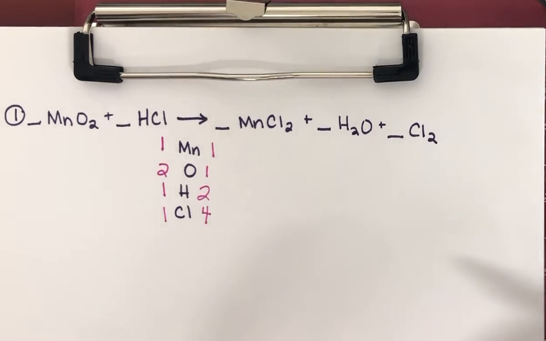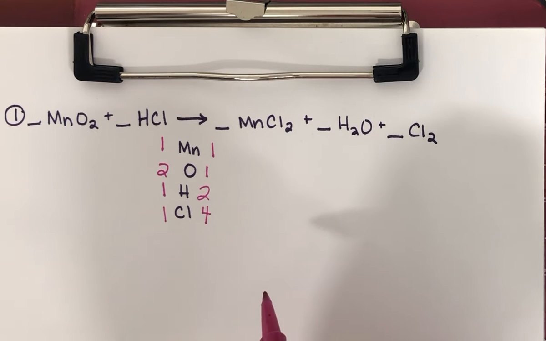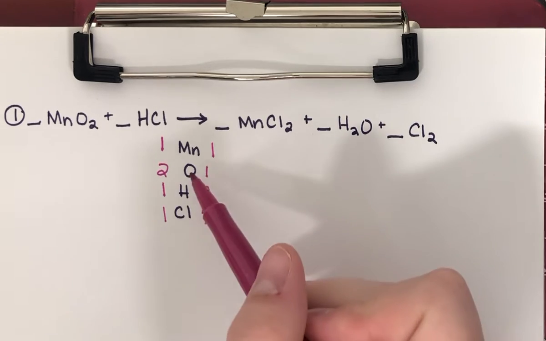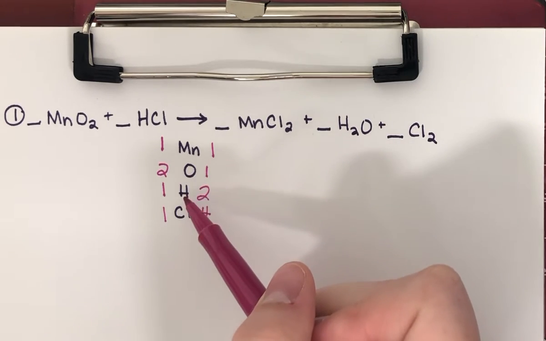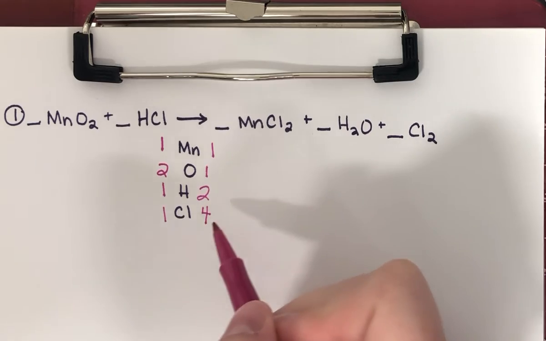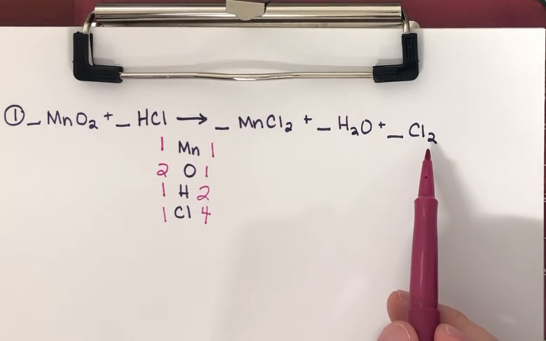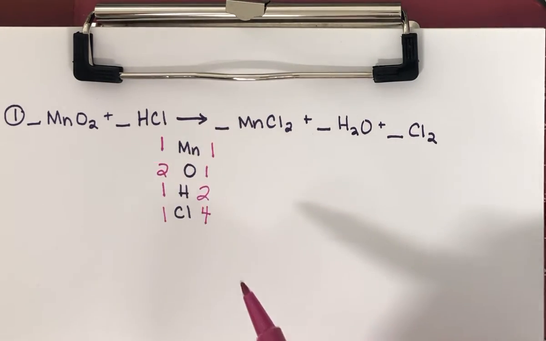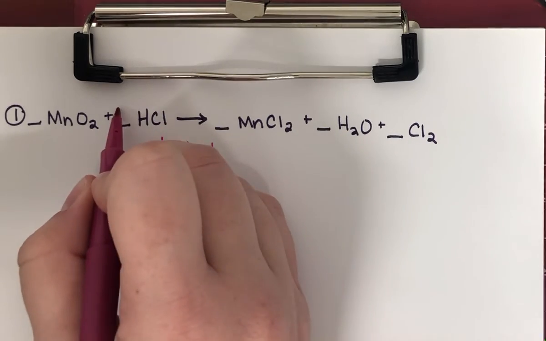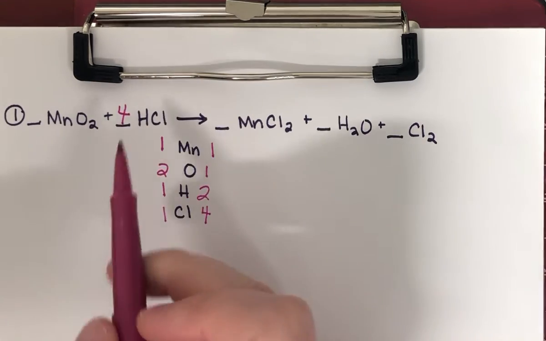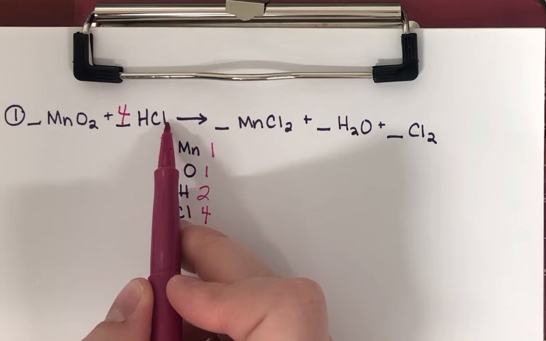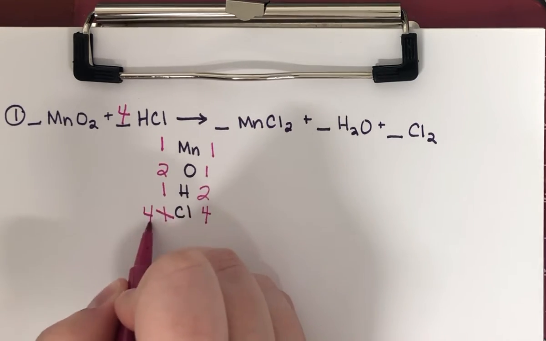So what I'm going to do now is try and add coefficients that will make these equal. Okay, so my tip is to not start with hydrogen or oxygen. Leave those for last. So I'm going to start with chlorine. So okay, I have 4 over here. I only have 1 over here. So if I add a 4 as my coefficient, then that 4 times 1 makes that 4 chlorine.